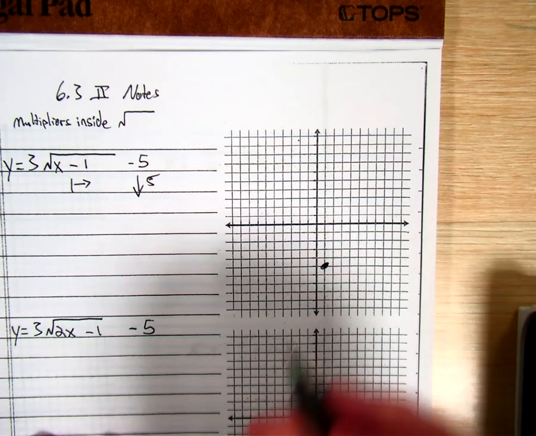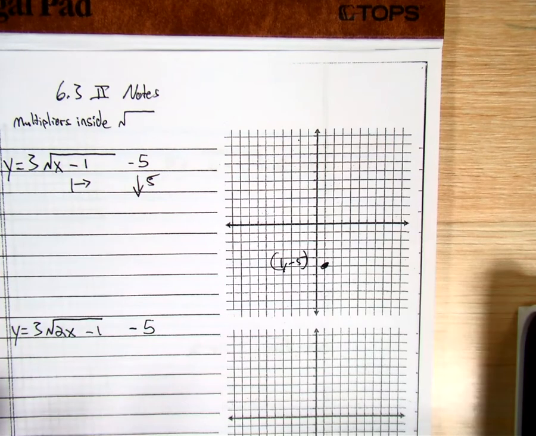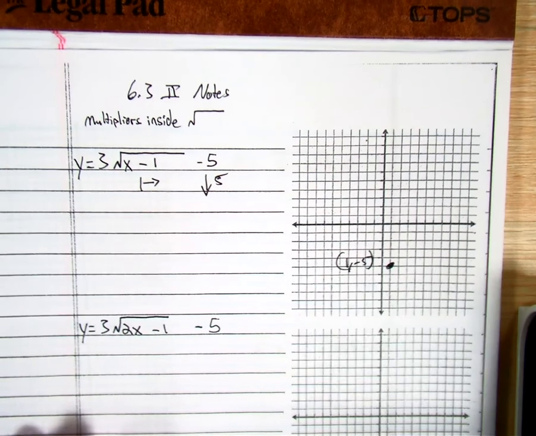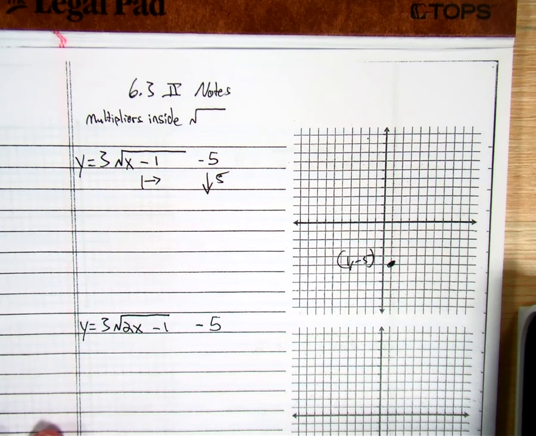Even though it's a nice point, we still want to label our starting point for our graph of the square roots. It's super important in the second half of the problem. Okay?